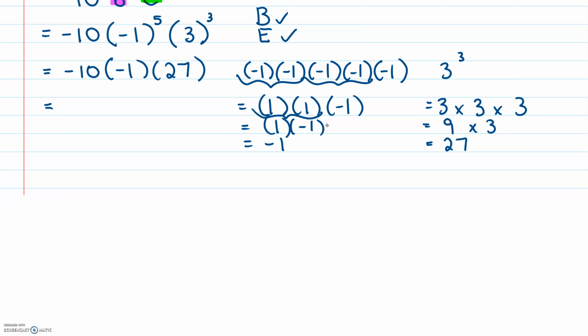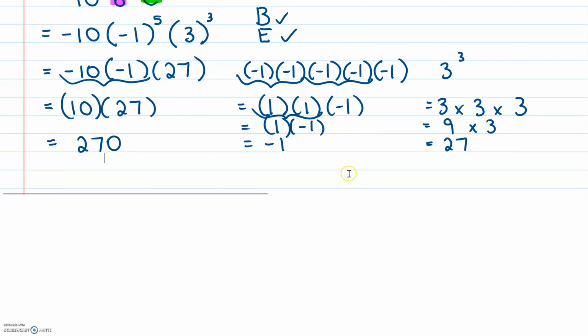And then we have -10 times -1. I do this in steps. If you have your calculator, you can just type them all in at once, but practicing your mental math is a good thing. -10 times -1 is +10, because when you multiply two negatives, it gives us a positive. And then 10 times 27 is 270. So that is the final answer to today's warm-up.